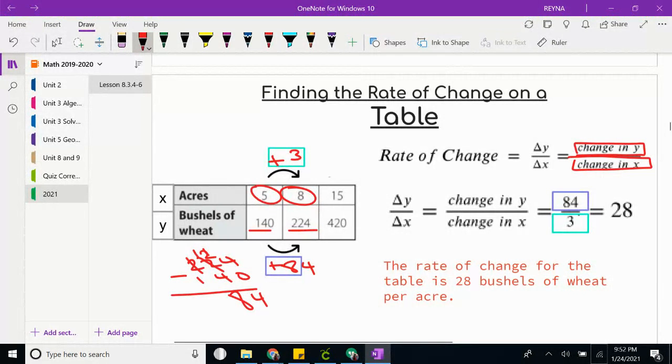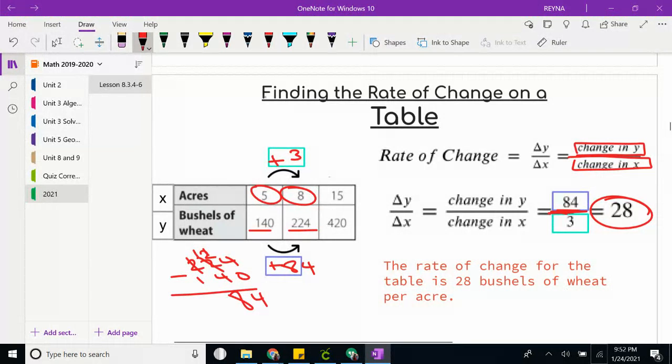So if I were to take these two numbers and divide them, I would get 28. And what does that mean for this situation? That means for every acre, there are 28 bushels of wheat. Okay, so we did the graph, which was the triangle. We did the table, which was the change. We saw how much it increased by.